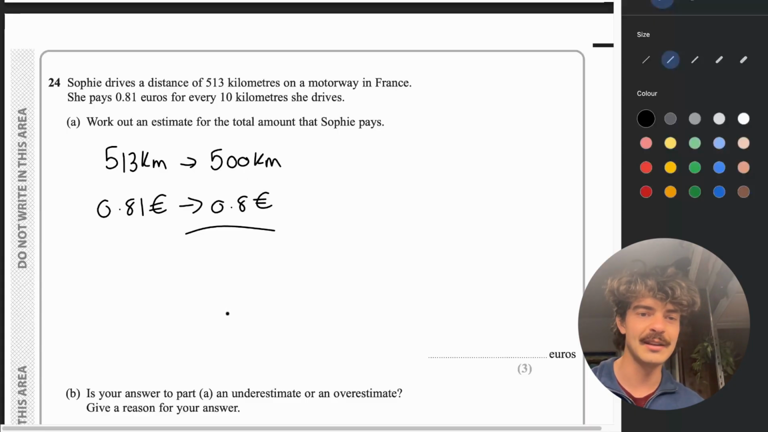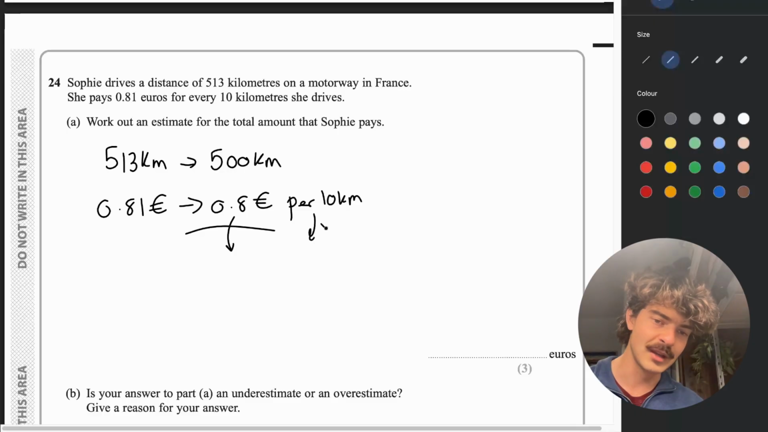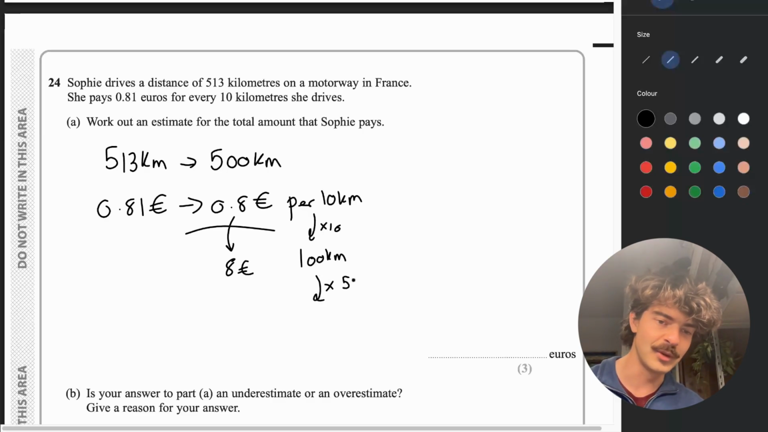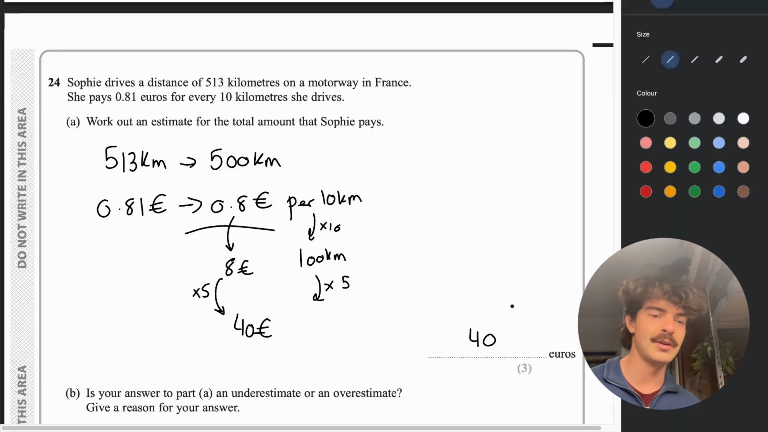And let's have a think about it, right? This one here is per 10 kilometers. So we can just think about this logically. If we were to do times 10, we'd have 100 kilometers, and this would be 8 euros. And if we wanted to go to 500, we'd multiply this by 5, therefore multiplying 8 euros by 5, which would give us our 40 euro estimate. There it is, 40 euros.